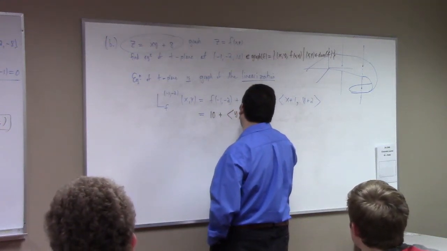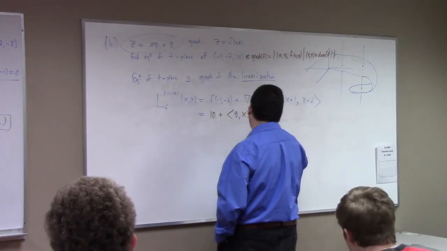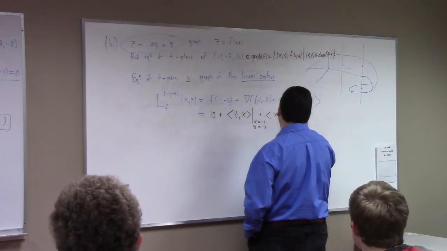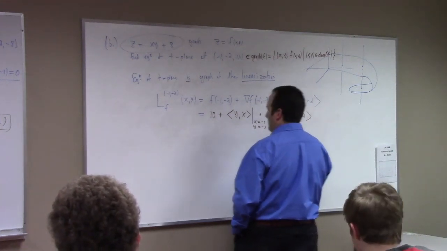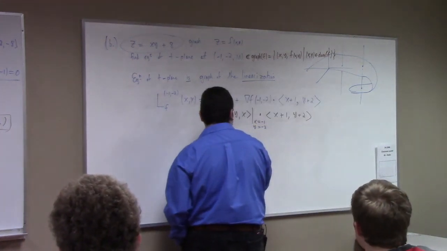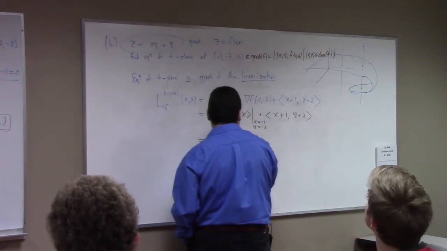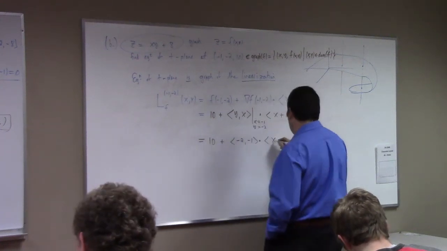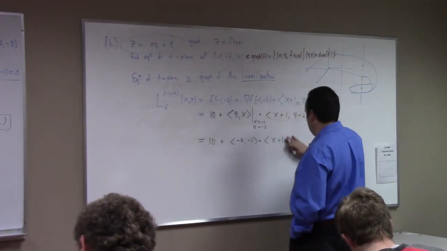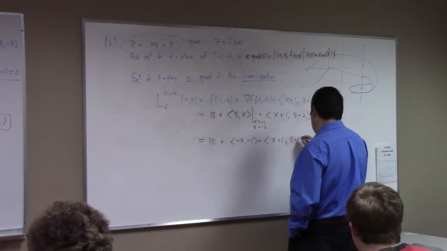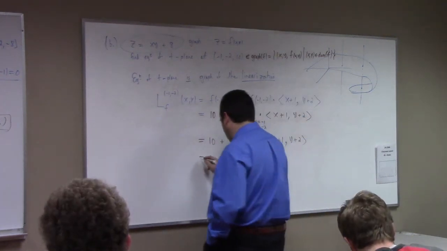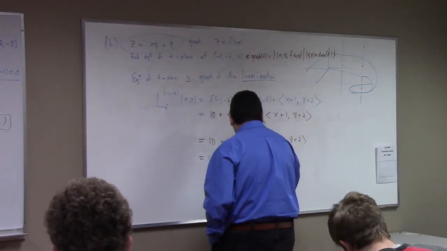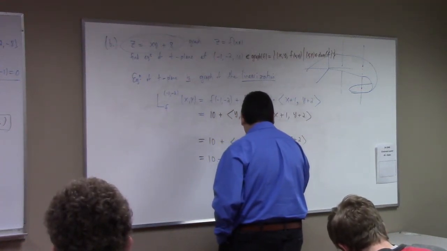What's the gradient here? y, x. And we're supposed to put x equal to minus 1 and y equal to minus 2. I'll do that in the next slot here. So we get 10 plus the dot product of minus 2, comma minus 1 with x plus 1, comma y plus 2, which is, of course, 10 minus 2 times x plus 1 minus 1 times y plus 2.